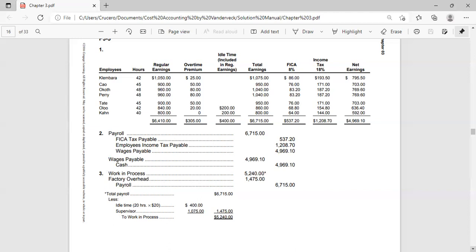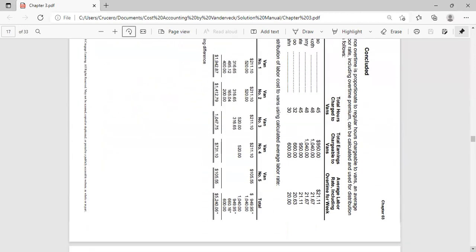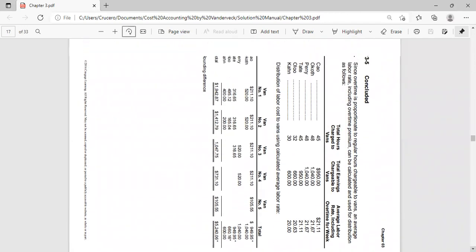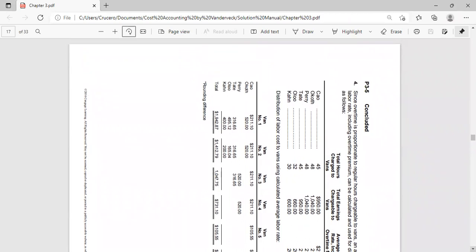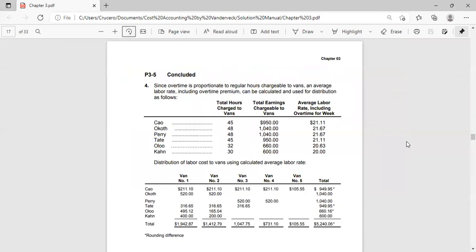Now you have the entry: debit to work in process, and now we credit the account payroll. Now these are your requirements for numbers 1 up to number 3, and requirement number 4 for the problem 5. Requirement number 4, determine the dollar amount of labor that's chargeable to each one, assuming that the overtime costs are proportionate to the regular hours used on the vans.